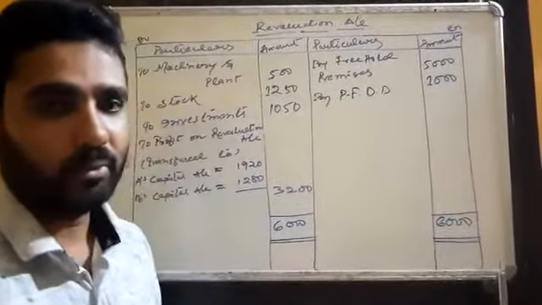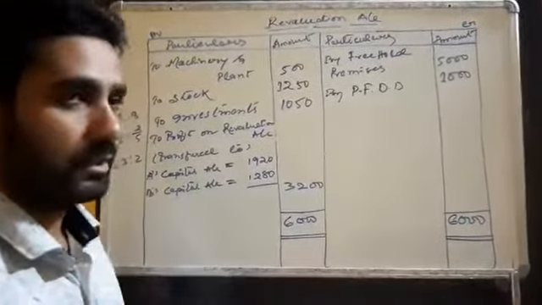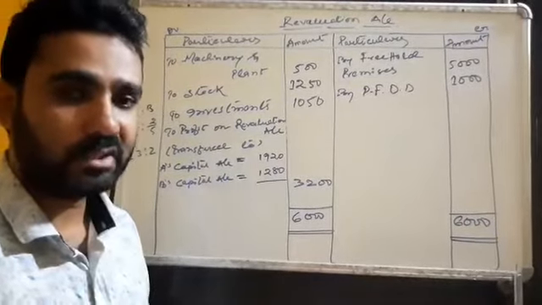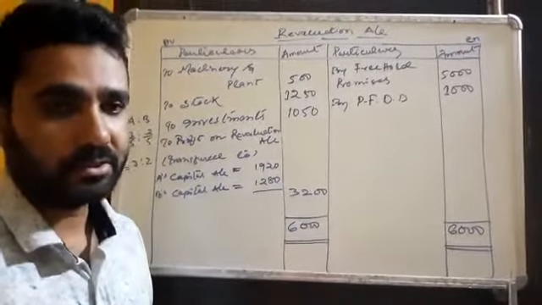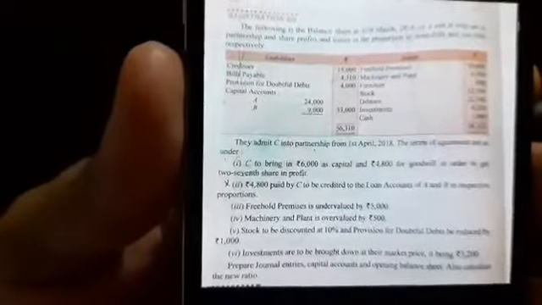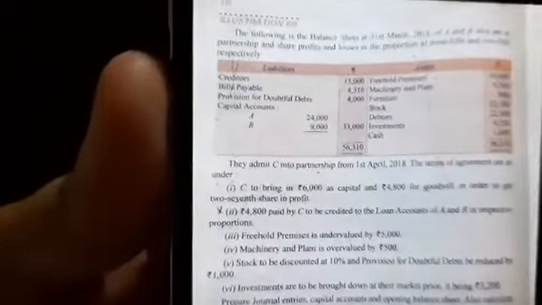Today I'm going to do revaluation account and then we'll prepare a balance sheet from this. For this purpose I've taken a question. Let's see the question first. I'll suggest everyone to write down the question, it will be helpful for you to understand the solution better. So please write down the question in your copy and then we'll move towards the sum.